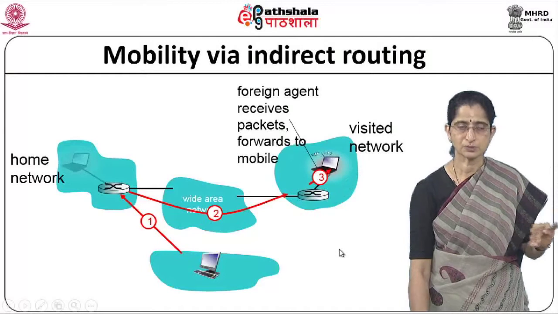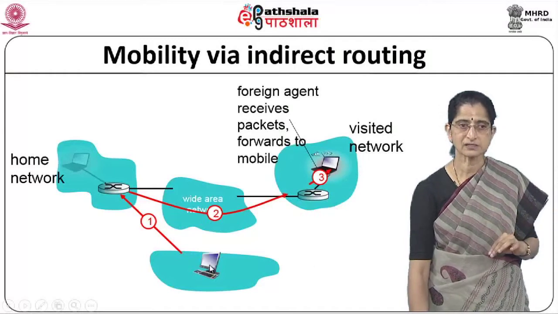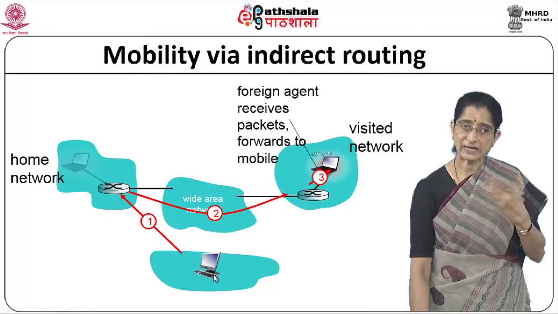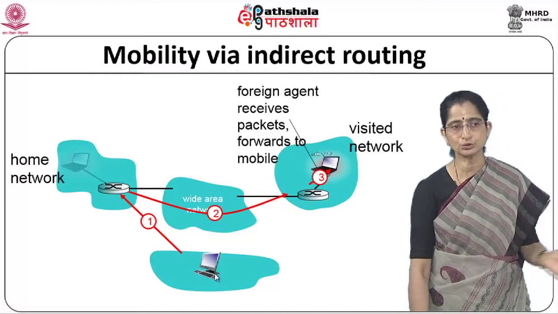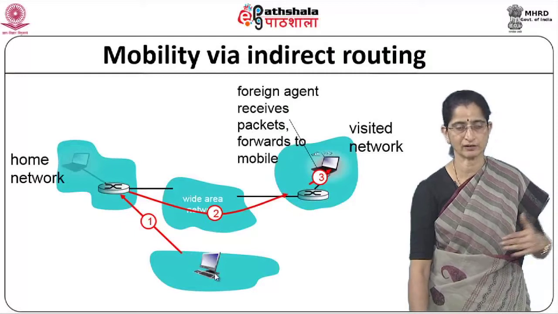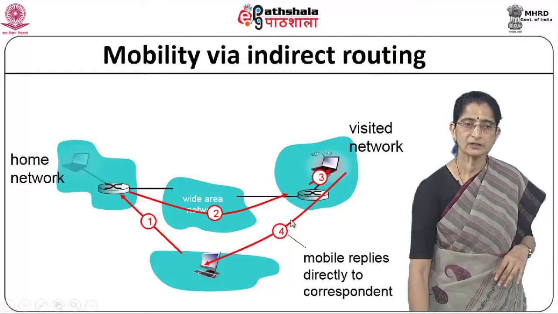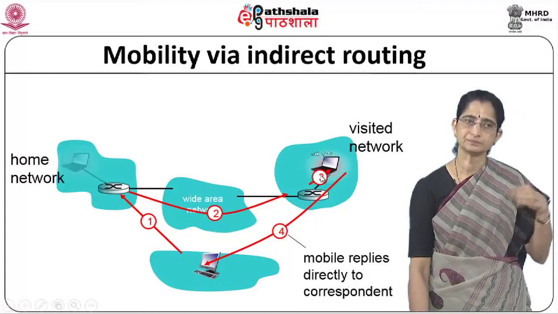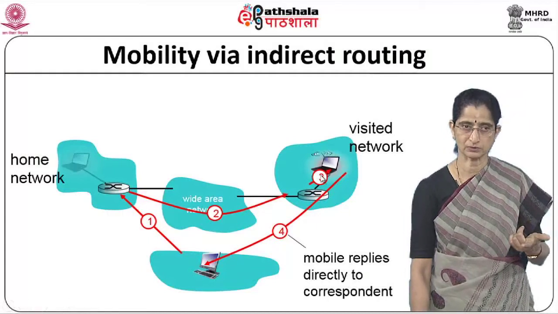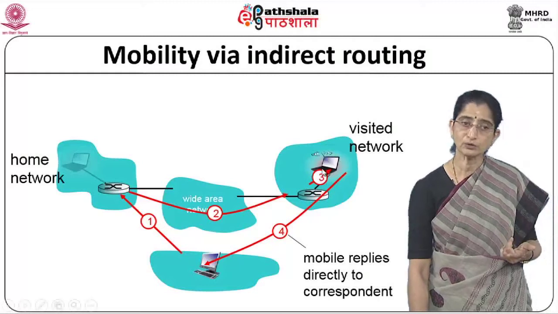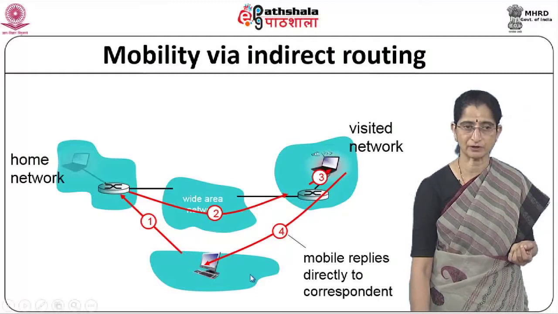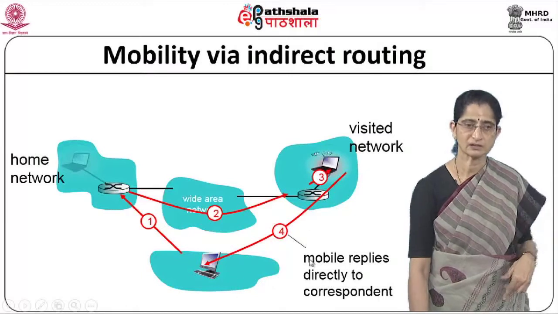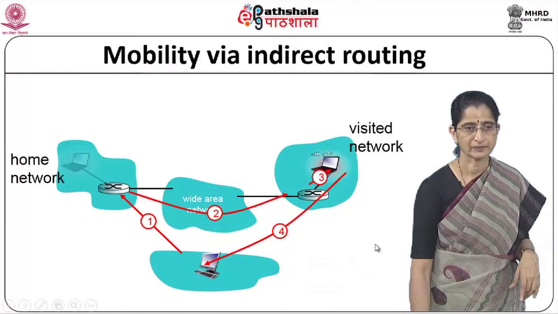This is what is called indirect routing. That is, the correspondent node does not directly contact the mobile node, but it goes through the home agent. So it is an indirect routing. Subsequent to this, once the packet has been sent to the mobile node, the mobile can do a direct reply to the correspondent. So now this is how the process will get completed.